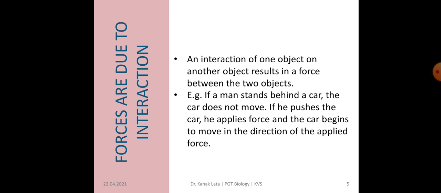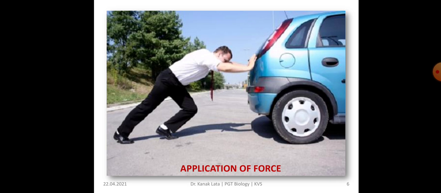For example, a man is standing behind a car and the car does not move. Suppose he pushes the car. He applies some amount of force and as soon as he applies the force, the car begins to move in the direction of the applied force. This means there is an interaction between the human being and the car. So force is applied. Here you can see the application of force.